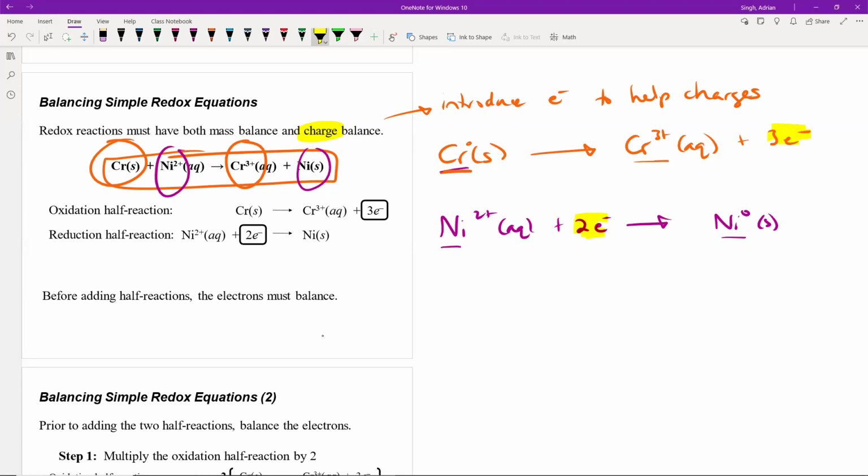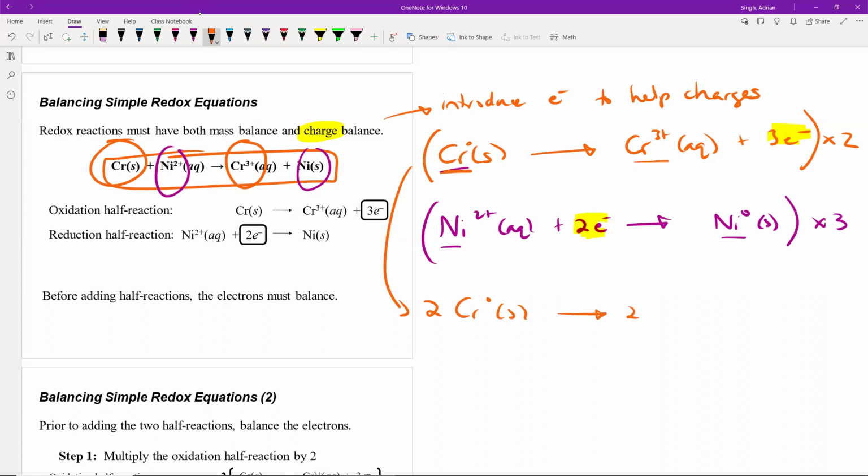Well, you want to get to the lowest common multiple of 3 and 2, which is 6. So in order to get to 6, I need to multiply the top equation, this entire equation, by 2. And in order to get to 6 electrons in the second equation, I'll need to multiply that entire equation by 3. Okay, so we're multiplying the entire thing by a number, which means the first one, everything gets multiplied by 2. So I have 2 Cr to form 2 Cr3+, and then I have my 6 electrons.